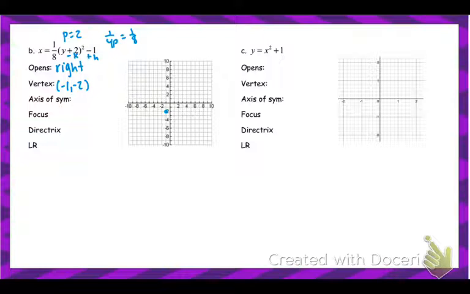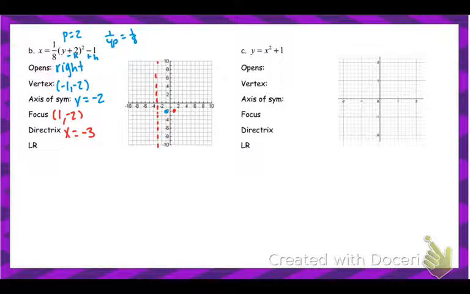The axis of symmetry is going to be a y equals line, and it's the y-coordinate of the vertex. Since it opens right, the focus is going to go to the right of the vertex. We're moving a distance of 2 to the right. The directrix will be outside, still moving a distance of 2, making a line. So the coordinates of the focus are (1, negative 2), and the directrix is x equals negative 3.